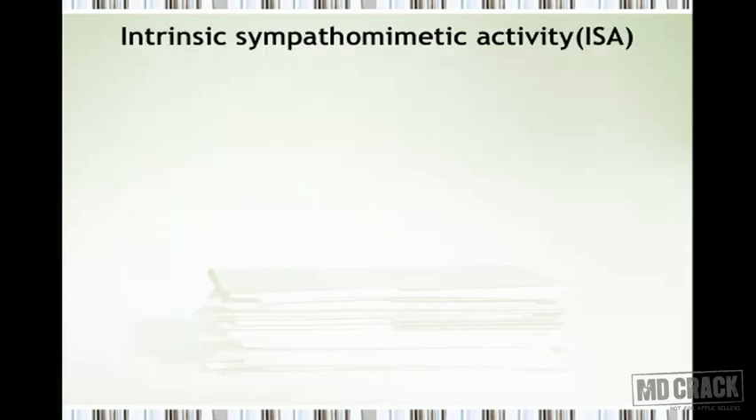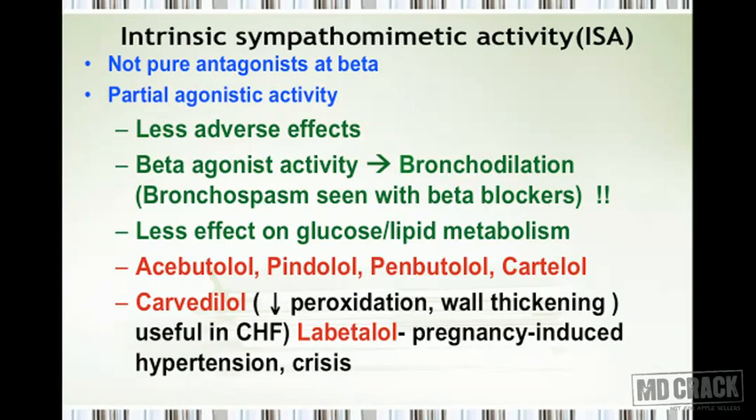What is this intrinsic sympathomimetic activity I mentioned? Intrinsic sympathomimetic activity means that these drugs are not pure antagonists at beta receptors. They have a certain partial agonistic activity. And because they have partial agonistic activity, they are going to produce fewer adverse effects as compared to the other beta blockers. The beta agonist activity can lead to a certain amount of bronchodilation, whereas beta blockers are known to produce bronchospasm. There will be less effect on glucose and lipid metabolism. These drugs include acebutolol, pindolol, penbutolol, carteolol, carvedilol, and labetalol.